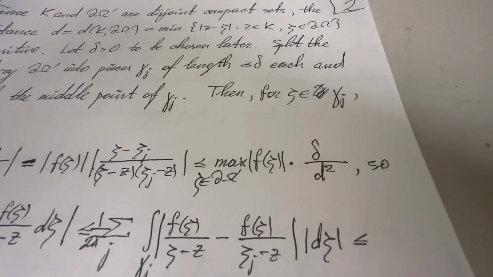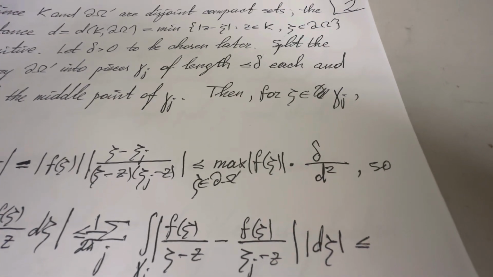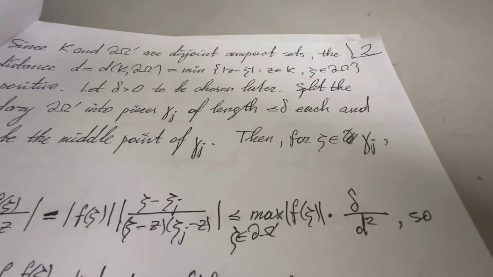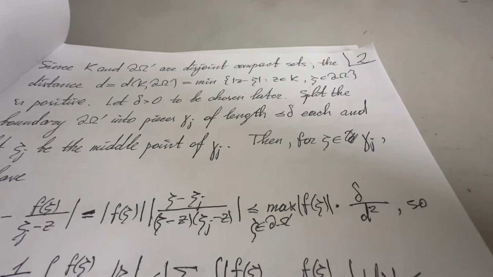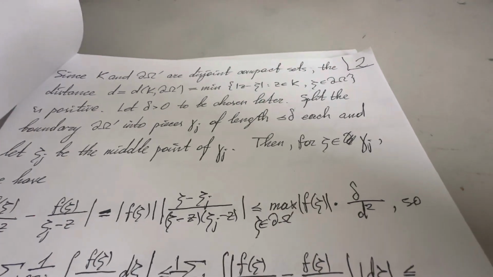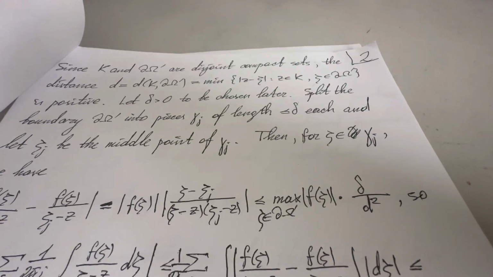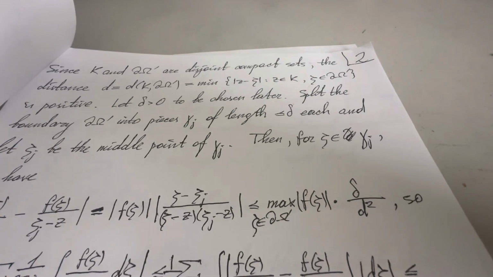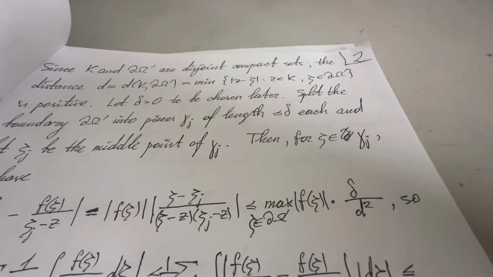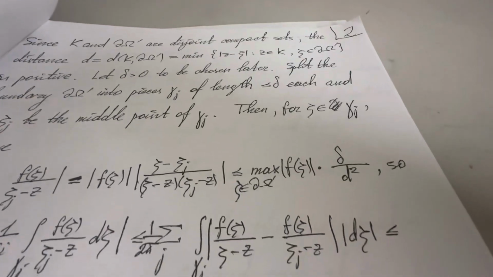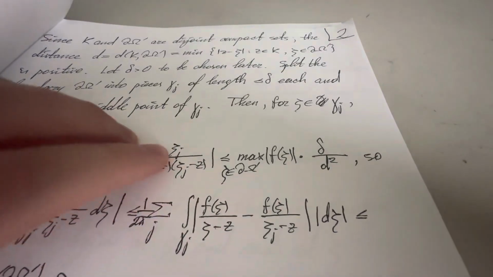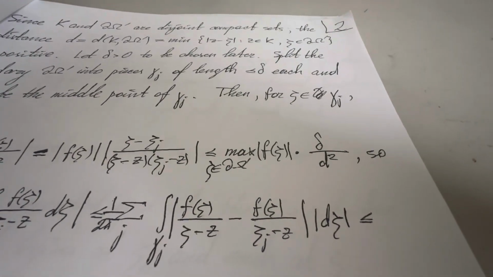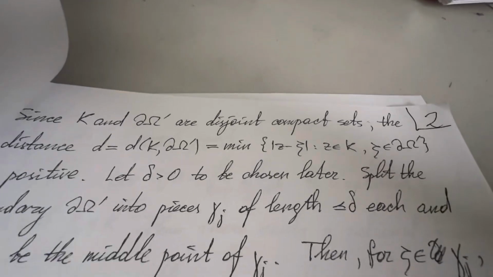And then the top, zeta minus zeta j, is bounded above by delta, I guess. Because why? The length is less than or equal to delta each. And let zeta j be the middle point. Split the boundary into pieces of length at most delta. Okay, so I guess that makes sense because the distance between these two can be at most delta. All right, I'm with them now. And then the bottom, he's replacing with d squared because that's how he defined d upstairs.